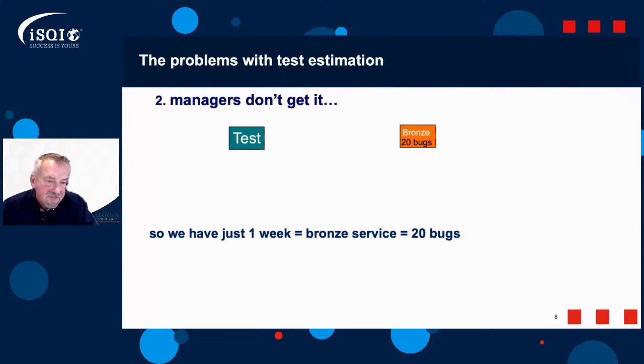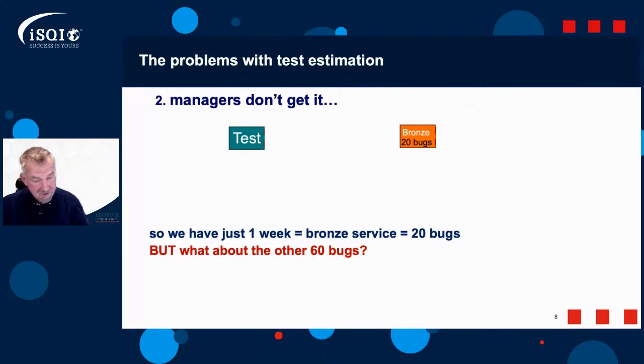But I would also have something else to say. What about the other 60 bugs that we were going to find if you'd given us what we asked for, 4 weeks? They're going to go to the customer, and going out into production is likely to cost us more. Now, if you are happy with that, then go for it.